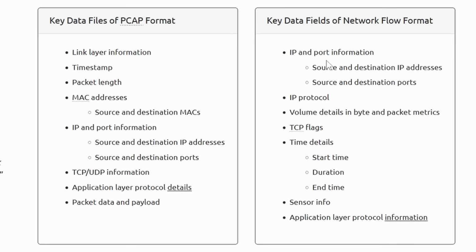And then on the network flow format, we're going to get some of this information, but it's going to be more summarized, more abstracted. We're still going to get the IP and the port information, the source and destination. We're going to get the time details, when the packet was sent, the duration, the end time, but we're not going to get the actual details of the application layer protocol. And obviously we're not getting the actual contents of the packet data itself.